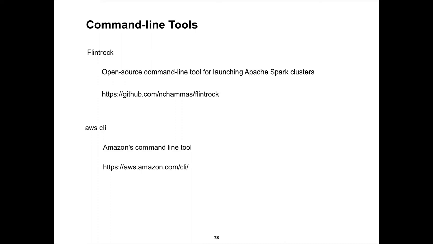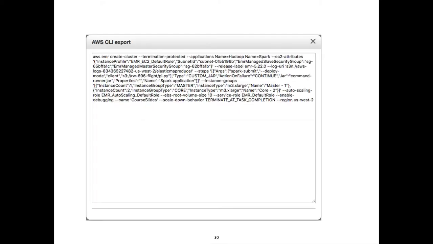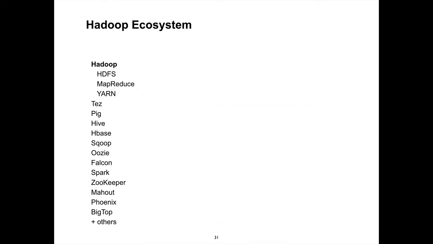And there are various command line tools. Amazon has their CLI that you can download and use. And again, in your cluster, there's a handy little button that says generate CLI command. Once you see it, you realize you don't want to generate that manually. There are a lot of flags that you have to know about. I'm sure you'll have lots of fun the first time you try and use it.